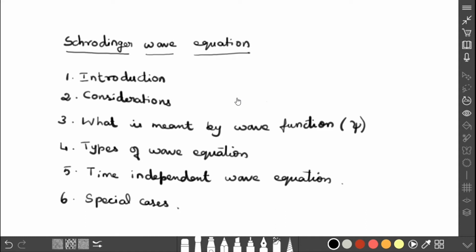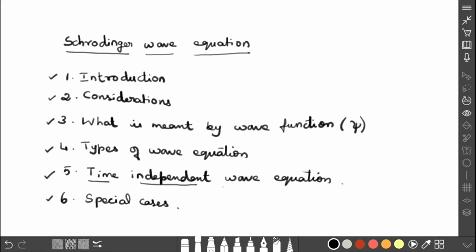So what is meant by Schrodinger wave equation? In this content we are going to discuss 6 things. First one is the introduction, and then what he considered to derive the wave equation, what is meant by wave function, types of wave equation, and then the time independent wave equation, the full derivation part, and the special cases of its result. Actually, this is what we are going to discuss in detail.